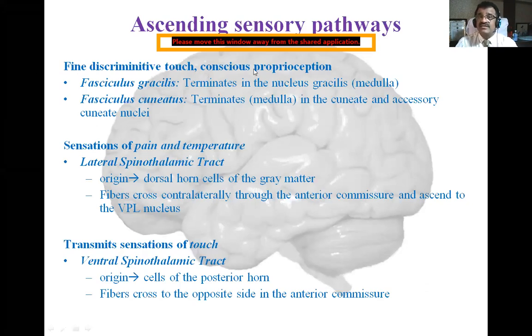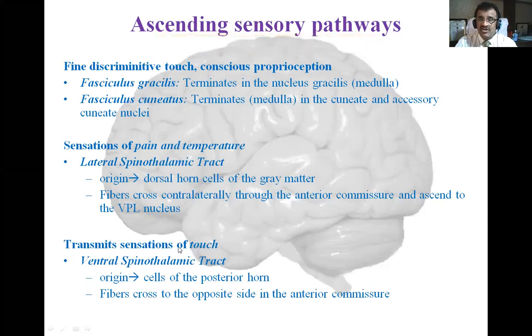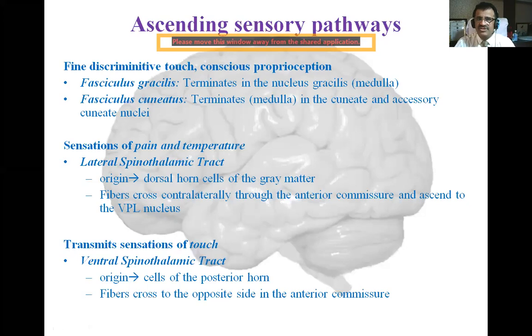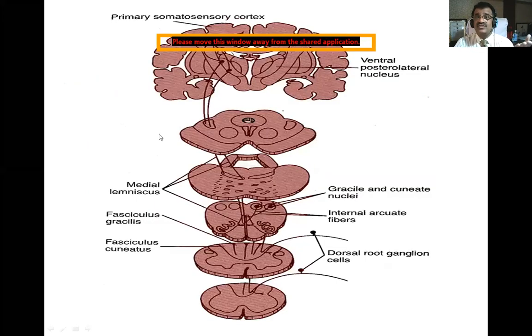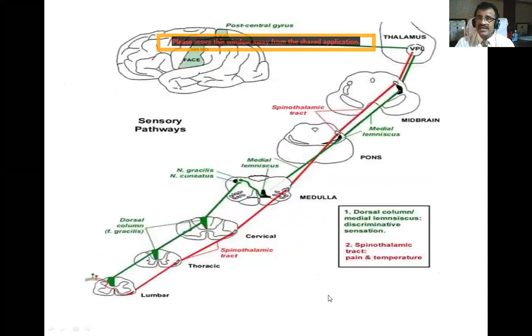Fine discriminative touch and conscious proprioception tracts are ascending sensory pathways, along with sensation of pain and temperature, and sensation of touch. So these are the tracts which pass through the brain stem. This is more required for physiology, so I'll just show you some of the images. Here you can see the primary somatosensory cortex, which comes to the postcentral gyrus on the parietal lobe, and you can see how it traverses through the brain stem.